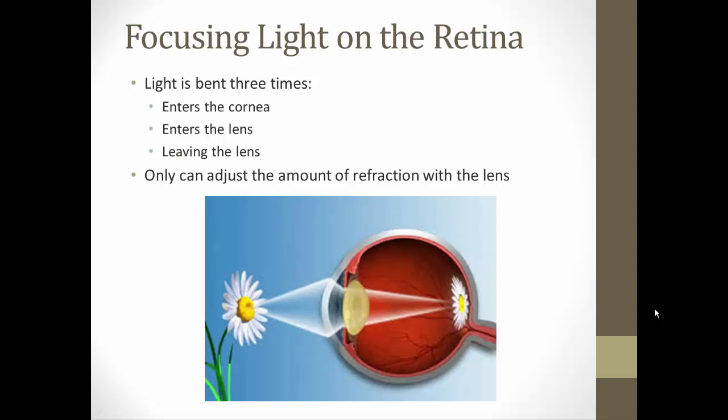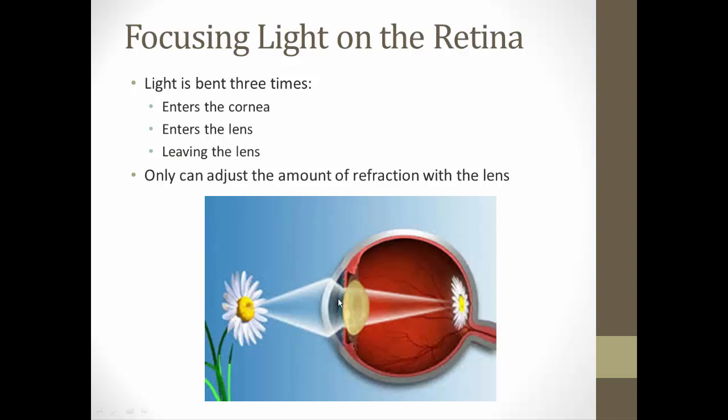To focus light on the retina, we're going to use refraction to bend the light. And so when the light passes through one medium, it's going to bend. It passes through air, then it's going to pass through the cornea. That's going to cause it to bend. It's going to pass through the entrance of the lens, which will cause it to bend. Another area leaving the lens will cause it to bend. And then finally it hits the retina. Now the aqueous and vitreous humor will also cause it to bend, but not any worth mentioning really.